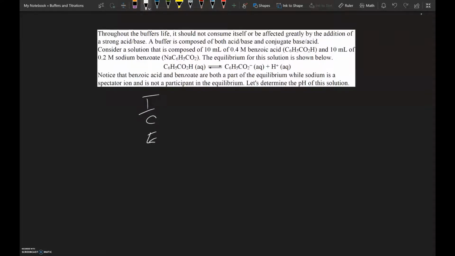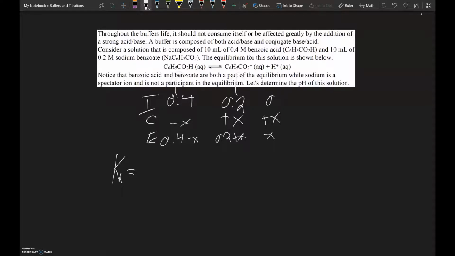and so we have 0.4 molar for the benzoic acid, and then we have 0.2 molar for the sodium benzoate, and the hydrogen ions are 0 to begin with. The change is going to be minus X for the reactant, and plus X for both of the products here. So we'll plug in this equilibrium, and you'll notice this is very similar to a problem that was worked in the common ion video. We have to look at the Ka value for benzoic acid.